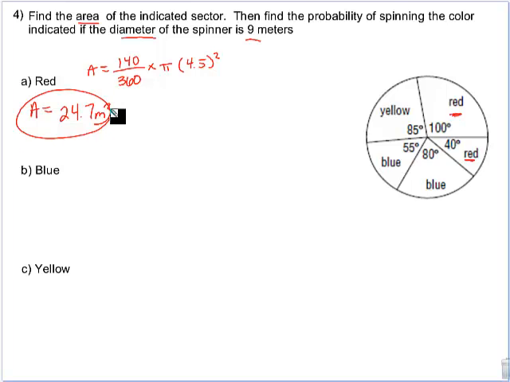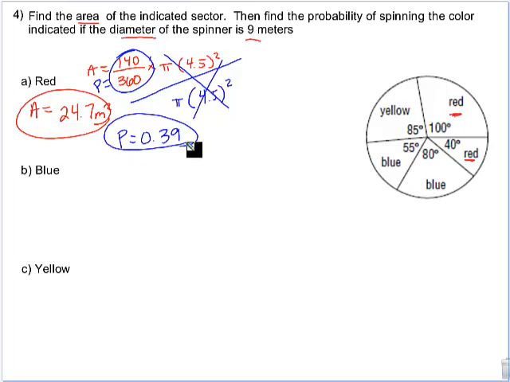Now, the probability, what would we have to do with that area? Divide it by the total area of the circle, right? What's the total area of the circle? What do you notice about the pi and the 4.5 squared? They just cancel. So when you're finding the probability, you just have to look at the angle measure. So you can just do 140 divided by 360. So the probability would be 0.39.